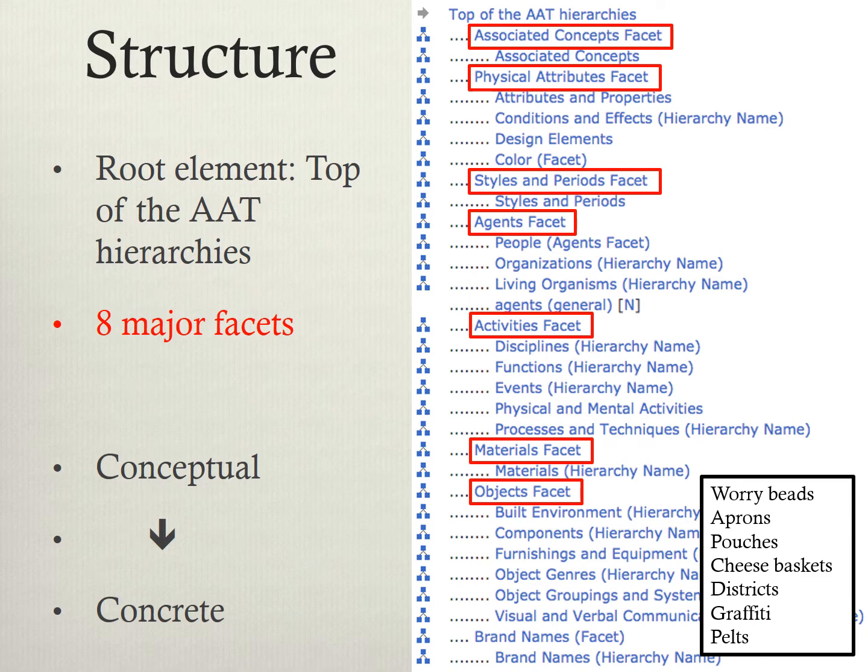And the objects facet is the largest of all the AAT facets. It covers things that are fabricated or given form by human activity or produced by human endeavor. So we see some examples here of worry beads, aprons, pouches, cheese baskets, districts, graffiti, my favorite, and pelts, as in animal skins, I would assume.